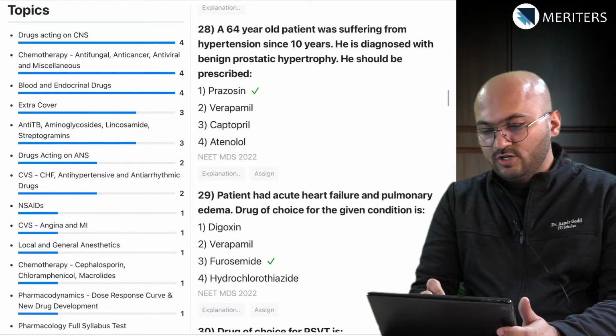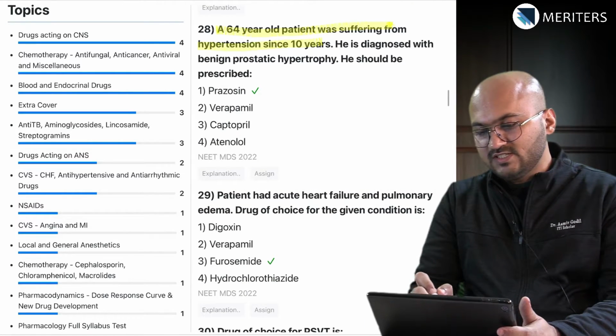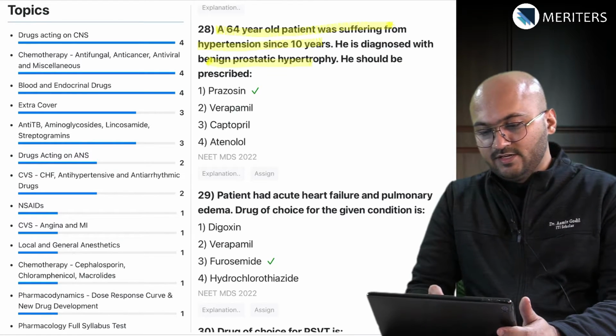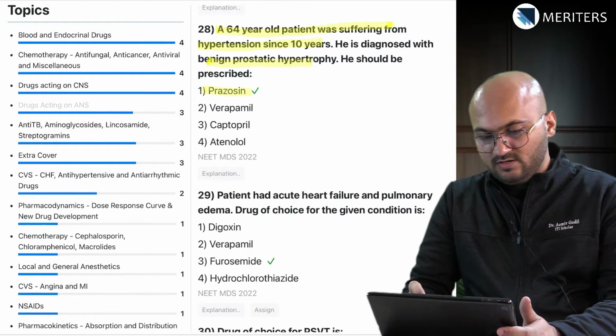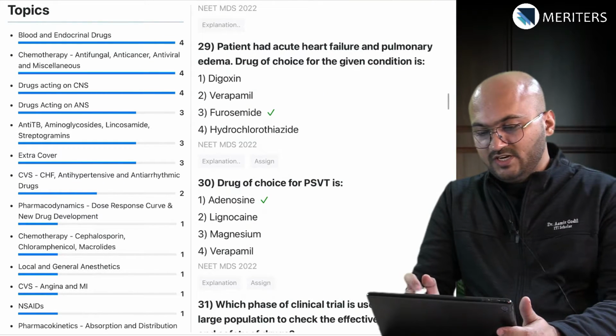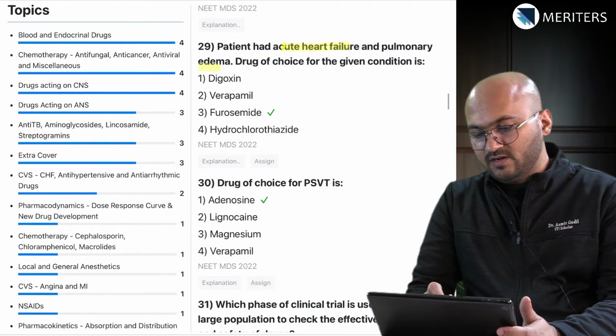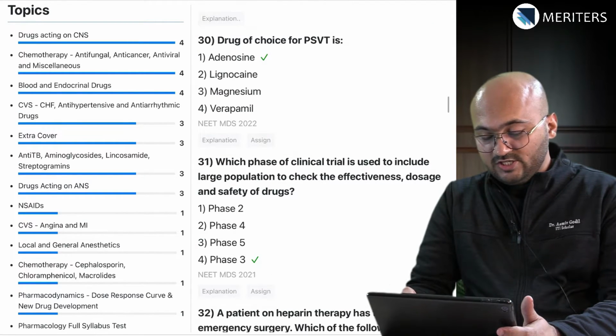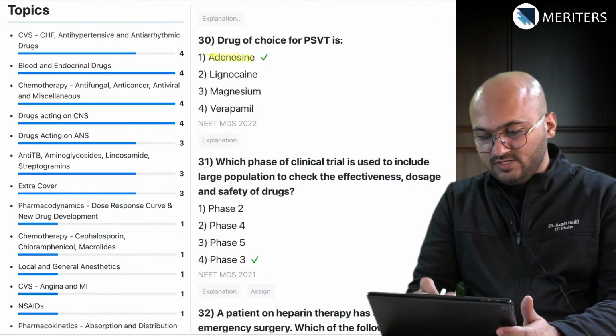Next, a 64-year-old patient was suffering from hypertension since 10 years. He is diagnosed with benign prostatic hypertrophy. He should be prescribed prazosin, drugs on ANS. Patient had acute heart failure and pulmonary edema. DOC is furosemide. A repeat question on ventricular tachycardia with adenosine.